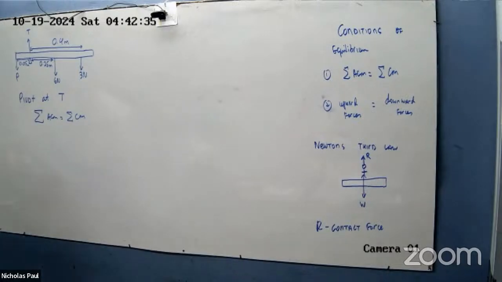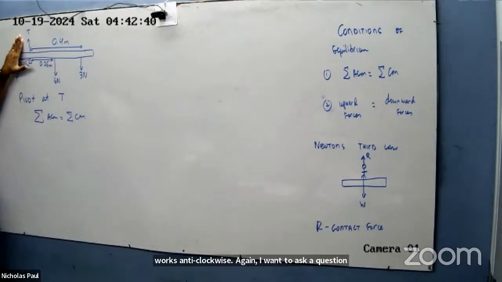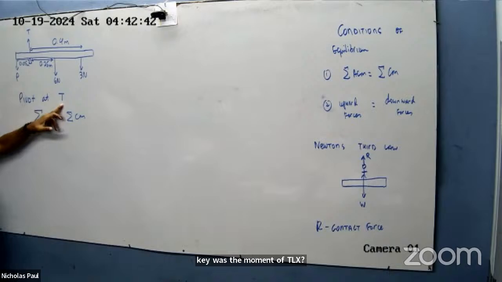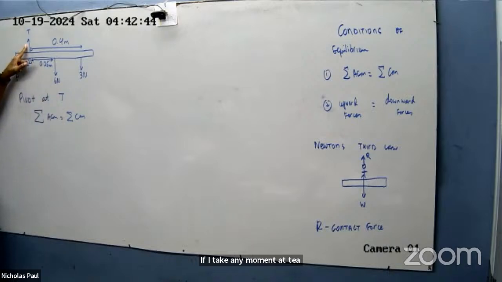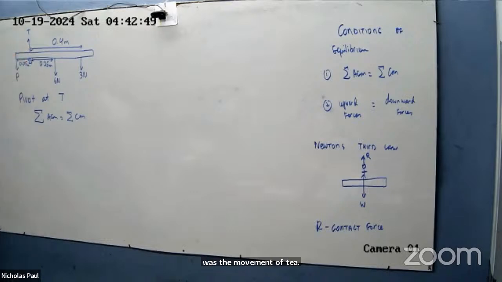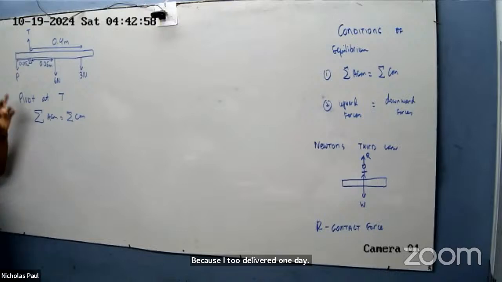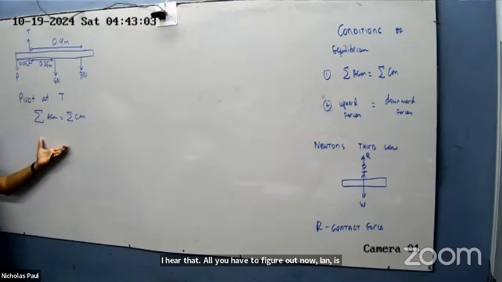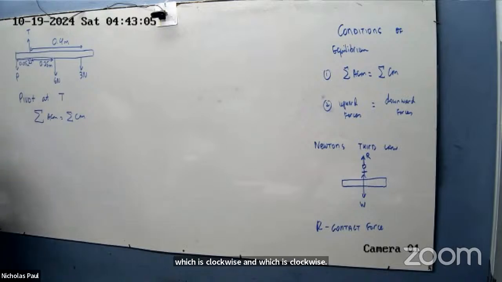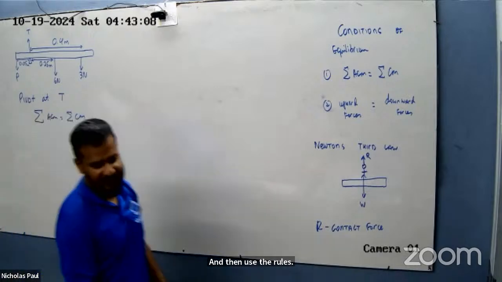Again, I want to ask a question. If I take the moment at T, what's the moment of T? Zero. Nice. So T is automatically eliminated because I chose the pivot there. All you have to figure out now is which is clockwise and which is anti-clockwise, and then use the rules. Online, please send some answers.